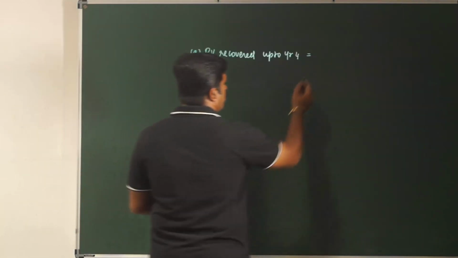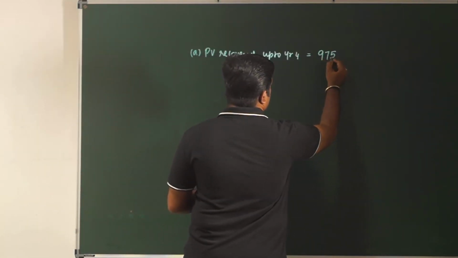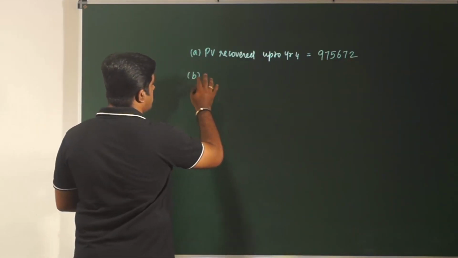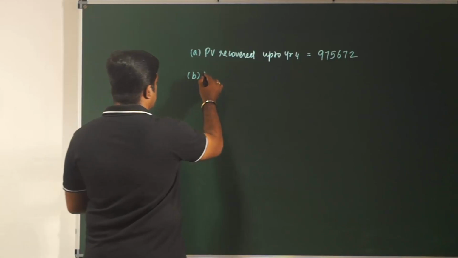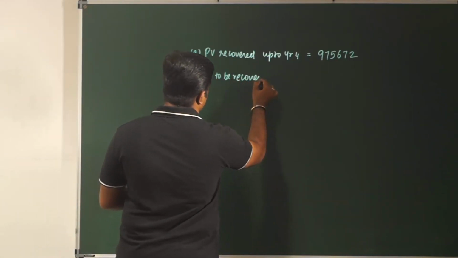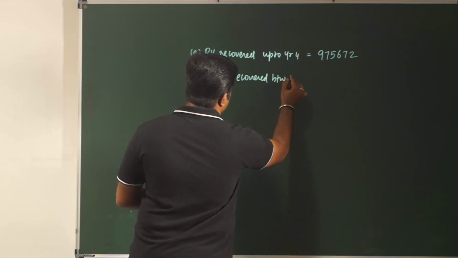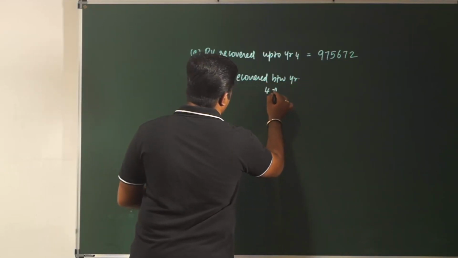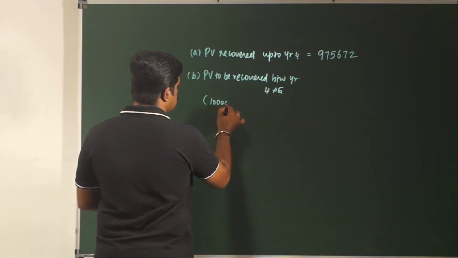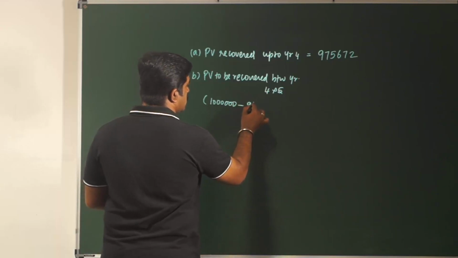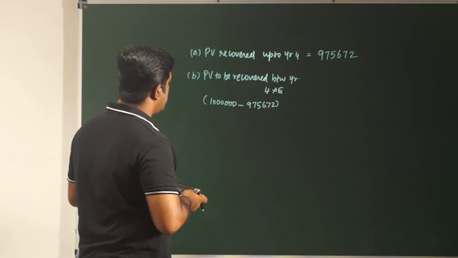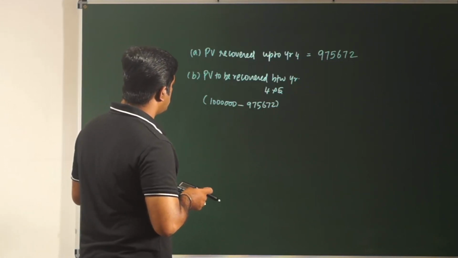It is 975,672. Then PV to be recovered between year 4 and 5, we'll have that. And how do we find it? It's simple. 10,100,000, that is 10 lakhs, minus 975,672. This is what we are supposed to recover between year 4 and 5 to find out the payback period.